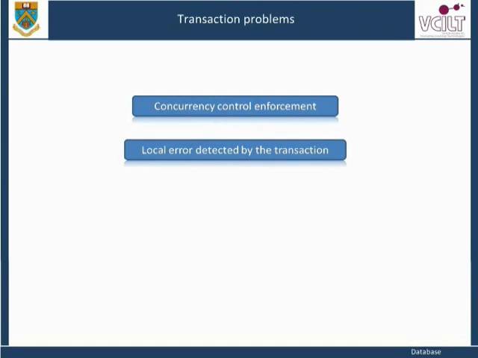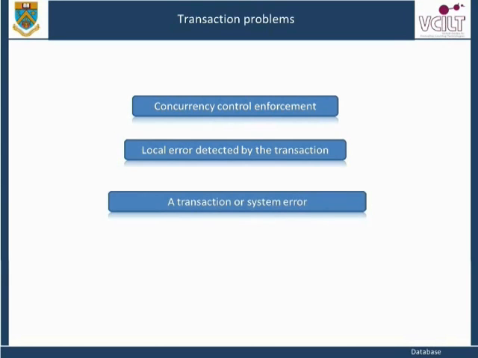Local error detected by the transaction. During transaction executions, certain conditions may occur that necessitate cancellation of the transaction. For example, an account with insufficient funds may cause the withdrawal transaction from that account to be cancelled. This may be done by a programmed abort in the transaction itself.